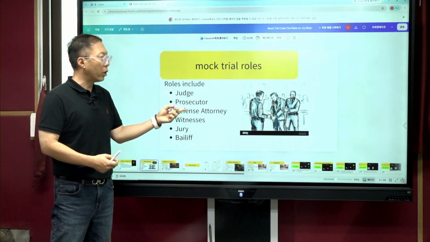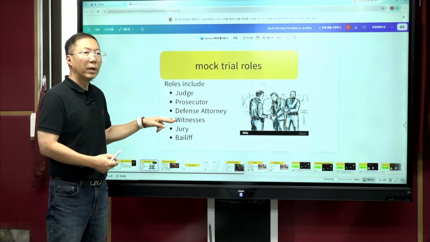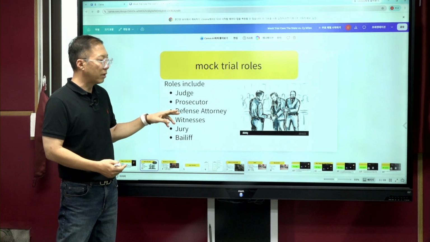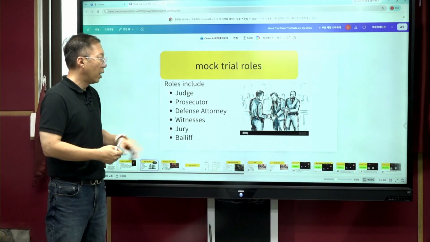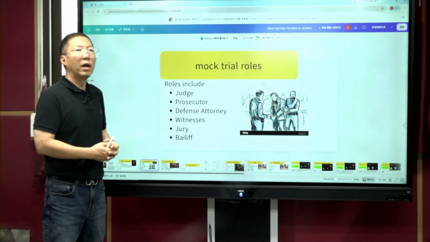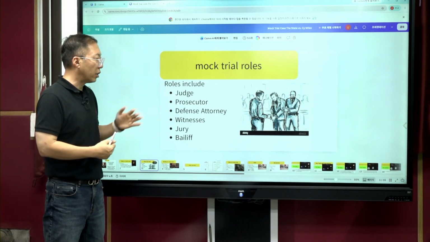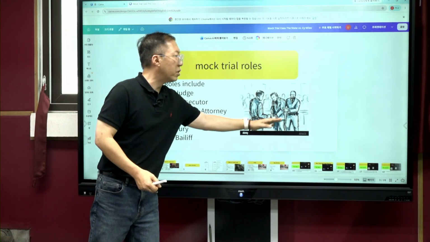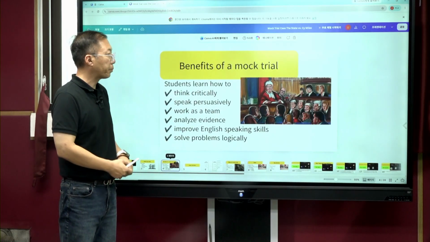This lawyer represents the defendant's situation, and we have some witnesses on the prosecutor side or the defense side, and students will play some of these witnesses. The jury is again civilians who listen to the trial and try to help the judge come up with a fair and just decision. The bailiff is basically a police officer in the court who tries to maintain order inside the court.